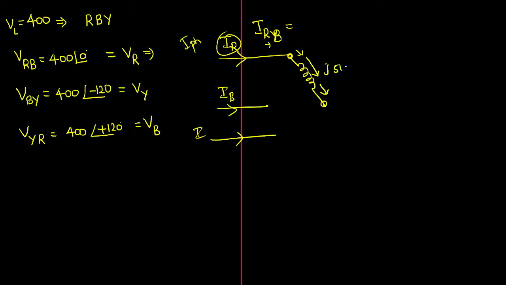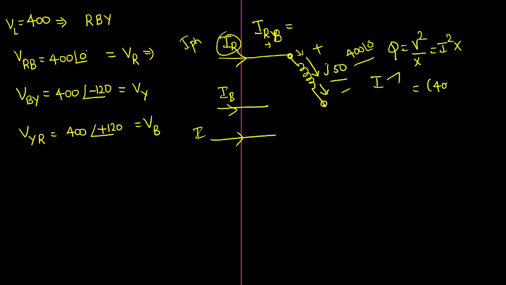Now it is J50. You know the voltage drop across it. How much is it? It is 400 at an angle of 0 degrees. You know the voltage, you know the reactive power. It is very easy to calculate the current. Once you calculate the current, or you can directly calculate the reactive power. Reactive power can be written as V square by X, or you can write I square into X. So you know the value of voltage, so you can write V square. I am just substituting the magnitude.